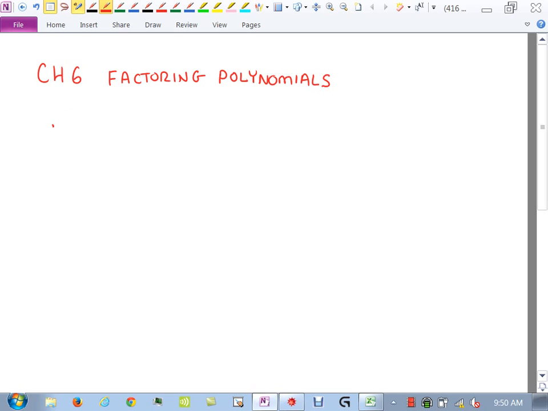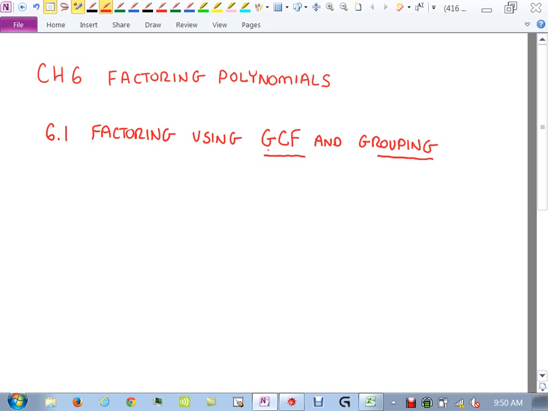So 6.1 is called factoring using what's called GCF, and the other one that we're going to look at is something called grouping. So there are 2 separate factoring techniques that we're going to learn. One of them is GCF, the other one is grouping.